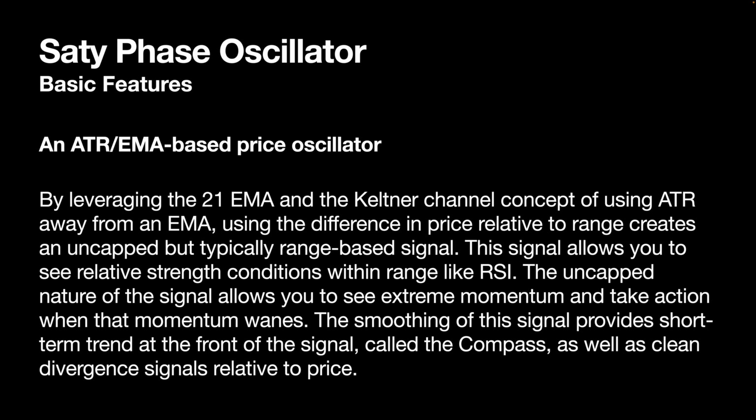And then I also add a smoothing on the signal to give you some short-term trend at the front of the signal. I call that the compass. So you'll see it when price is moving during the day. The front of the oscillator signal can vary based on price. As price is changing, as the candlestick is changing, it's going to affect that signal, and it'll give you a short-term trend, which is incredibly useful.